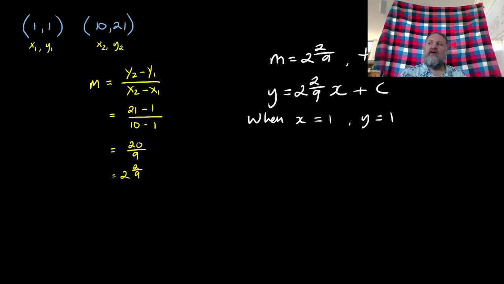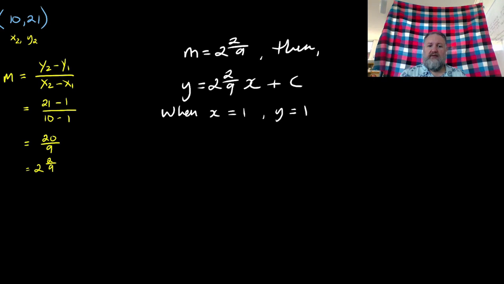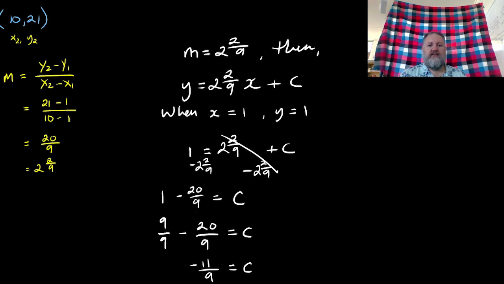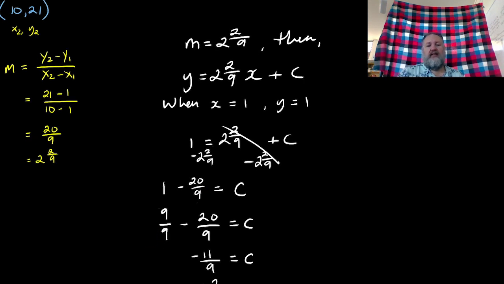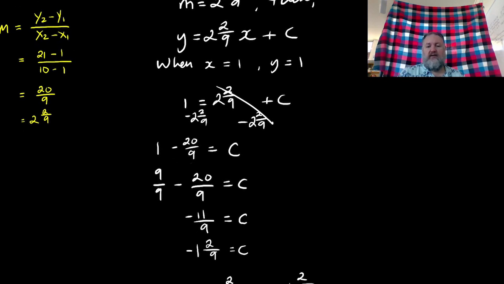So I substitute those into the equation. I'm not going to spend time going through the actual working out, but I'll talk you through it. This is where I ended up for my c. I had 2 and 2/9 multiplied by my x value of 1, plus my c. How do I get rid of plus 2 and 2/9? Well, I take 2 and 2/9 from both sides of the equation. So 1 minus 20 over 9. Really 1 is equivalent to 9 over 9. If we take them away, we end up with negative 11 over 9, which is negative 1 and 2/9.